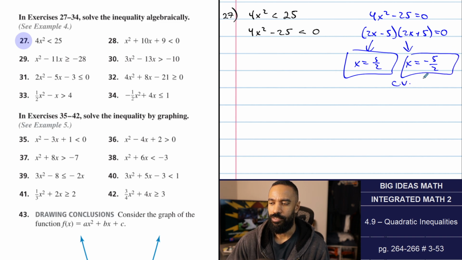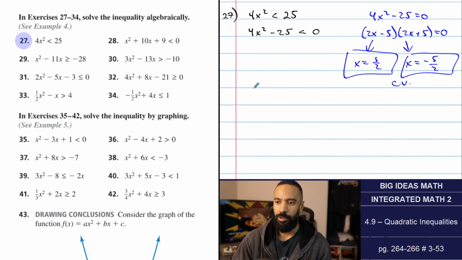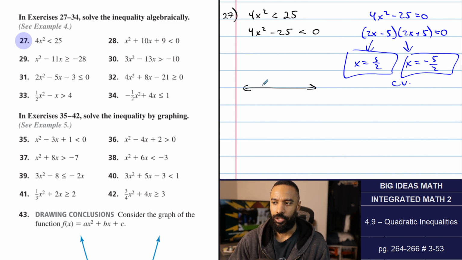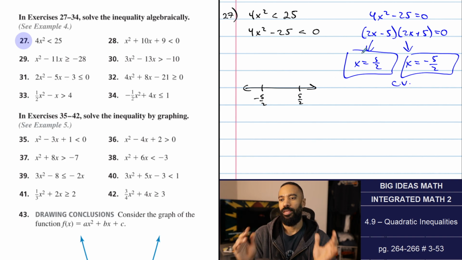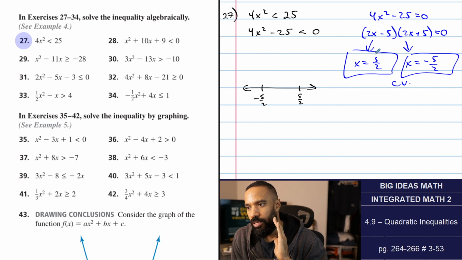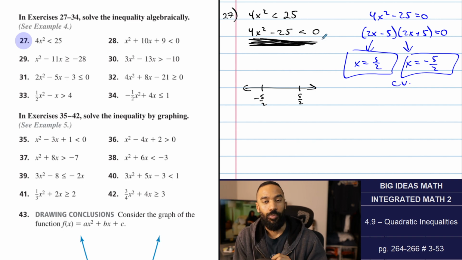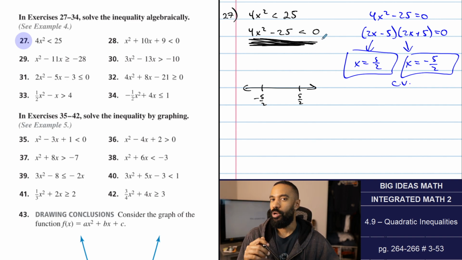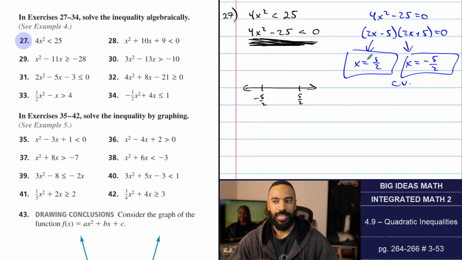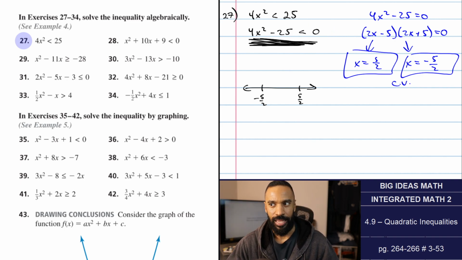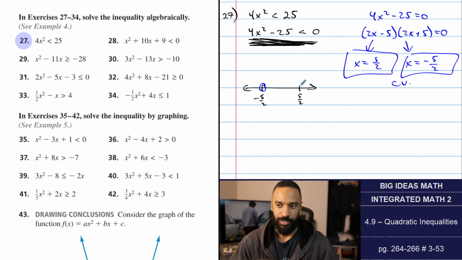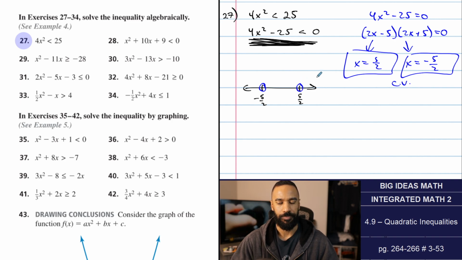So these are the critical values. I'll call them CV. Now, what I'm going to build here is what's called a sign chart that includes negative 5 halves, negative 2.5, and positive 5 halves, positive 2.5. If I plugged 5 halves or negative 5 halves into here, I will get 0. 0 is not less than 0. So plugging these in will not get me true statements because this is strictly a less than. That means that at negative 5 halves and positive 5 halves, I do not get solutions.